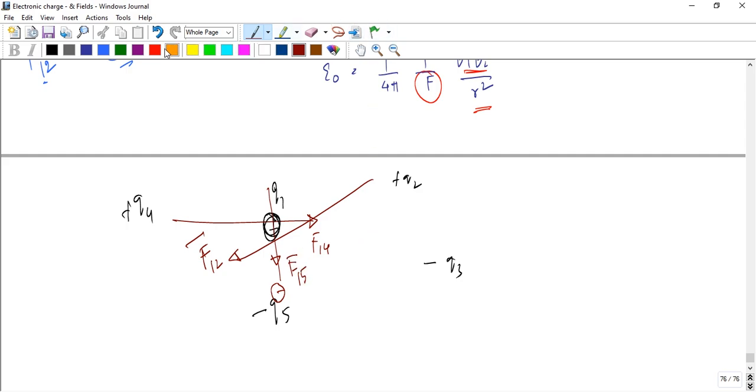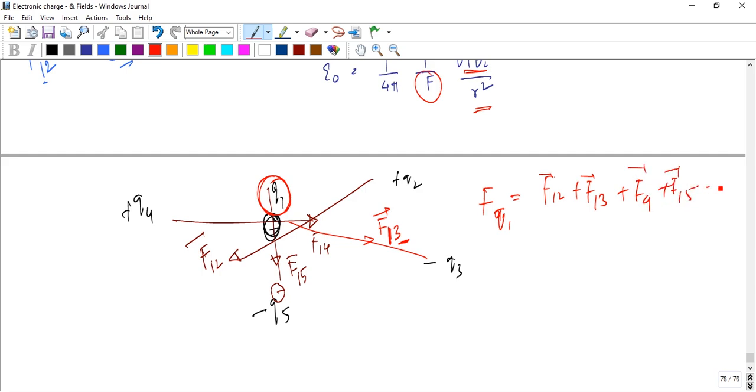Q3 is a minus, so the force is on that side, F13. This one refers to the force experienced by the Q1 charge due to Q3. That's why we represent it as F13. Simply, by the superposition principle, they are just added: F total on Q1 is equal to F12, F13, F14, F15, and so on. That is the algebraic addition, the superposition principle.